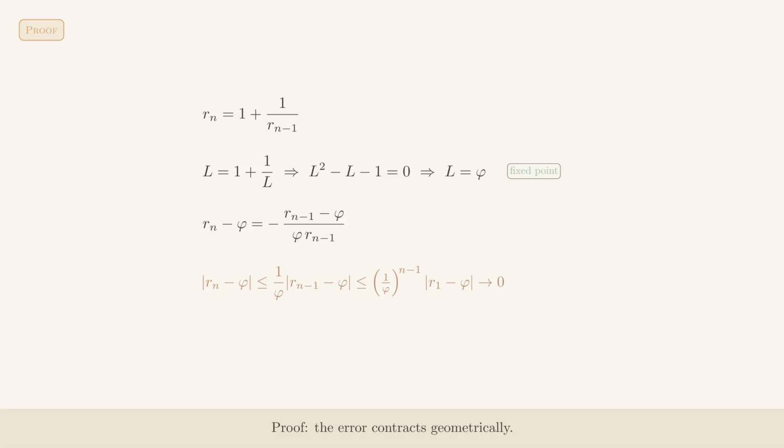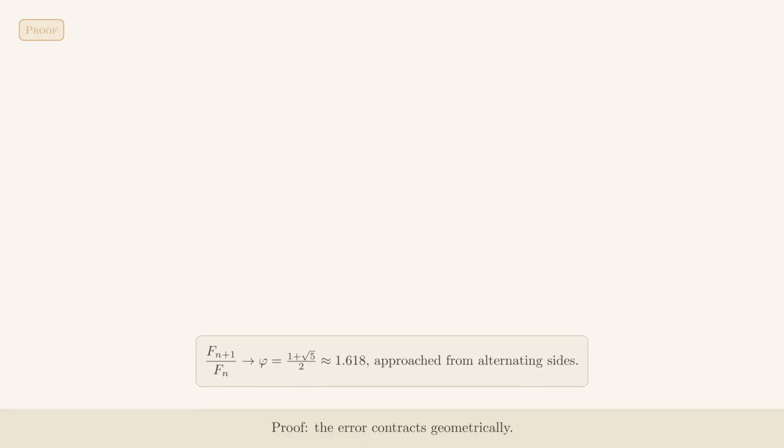The error is geometric, and a geometric sequence with ratio below 1 tends to 0, exactly the limit we proved earlier. So the error vanishes, and the ratios lock onto the golden ratio, alternating above and below. Successive Fibonacci ratios swing above and below the golden ratio, drawing tighter around it with every step.